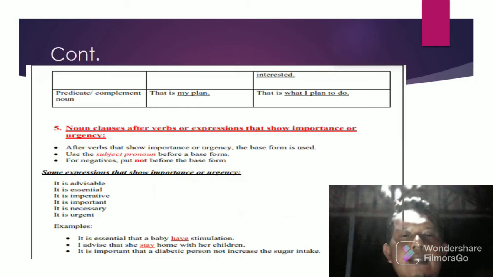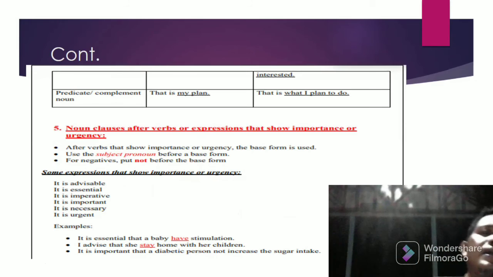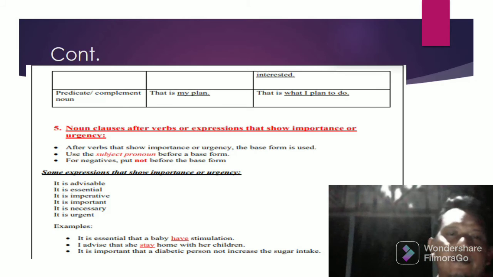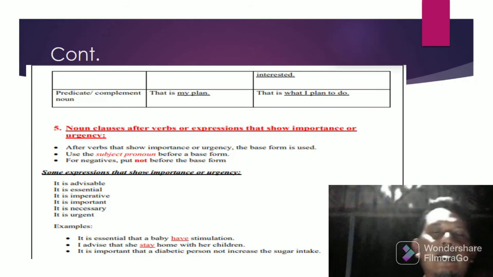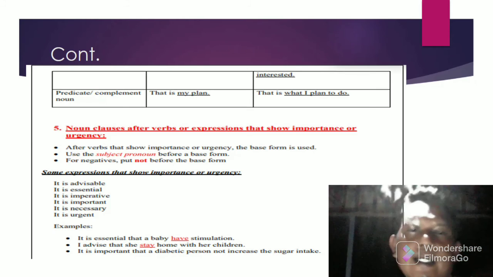A noun clause can be used as the predicate or complement of a noun. The example is: that is my plan. This is a noun or pronoun, while: that is what I plan to do. This is a noun clause. And also, a noun clause can come after a verb or expression that shows importance or urgency.